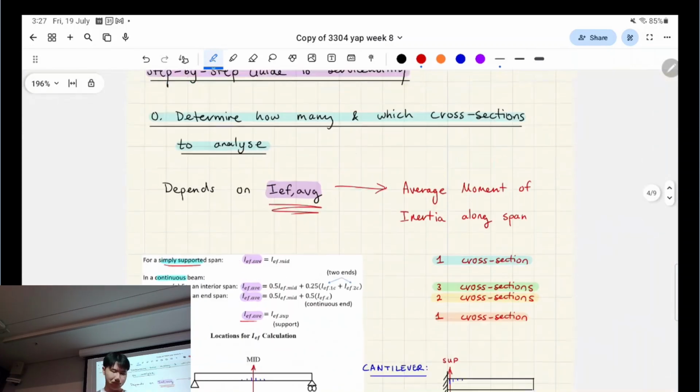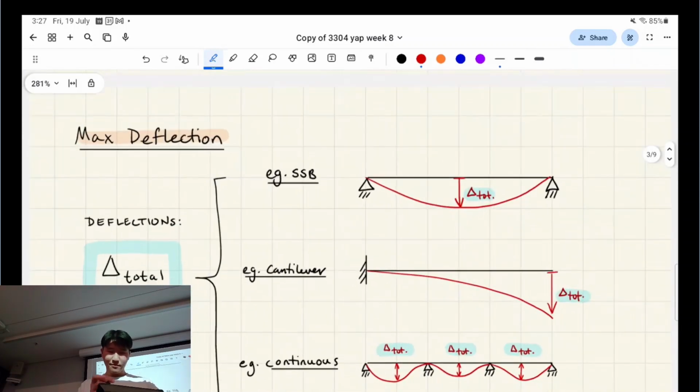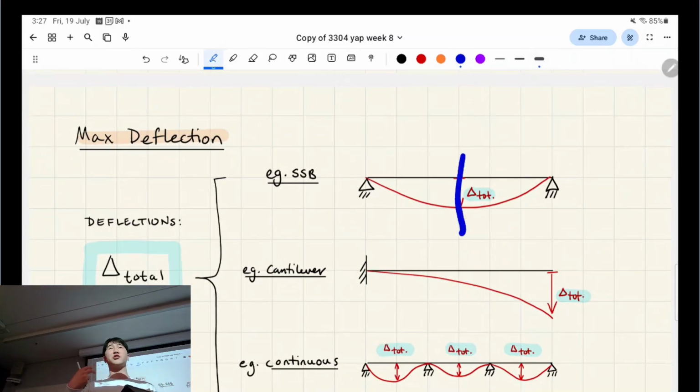So let's go back up. For a simply supported beam, we only need that effective moment of inertia in the middle. For a cantilever, we only need it at the support. So if the max deflection is over here, why do we need it at the support for a cantilever? Someone give this a crack.